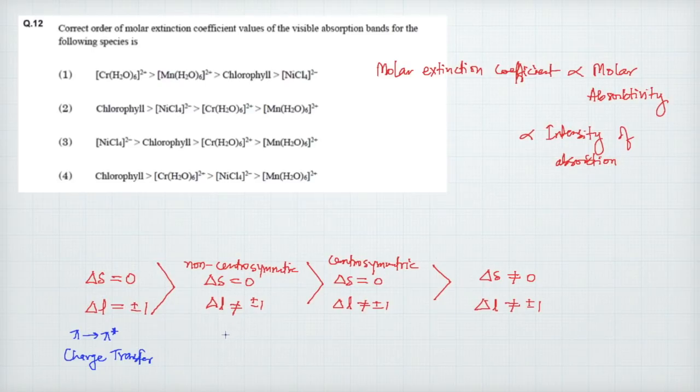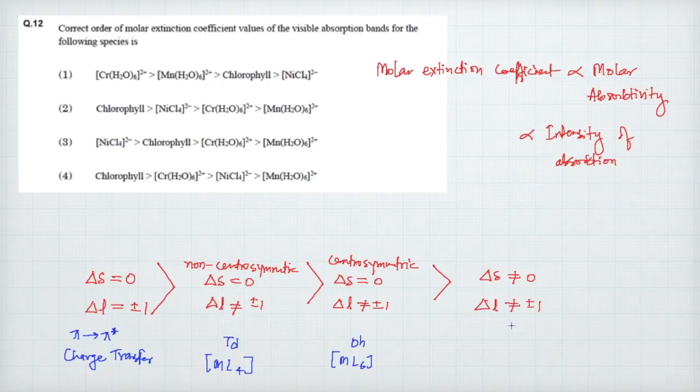Non-centrosymmetric means the structures which do not have a center of symmetry. An example of them is a tetrahedral structure. Centrosymmetric means those which have a center of symmetry in them. For example, complete octahedral species. For example, if there is a metal and six ligands of the same type attached to it, and here if this is the metal and there are four types of ligand attached to that, okay.